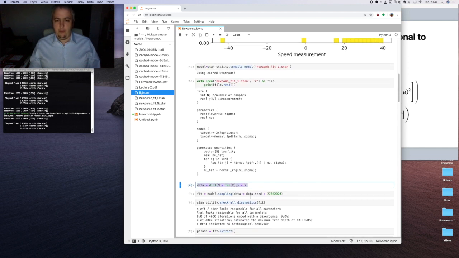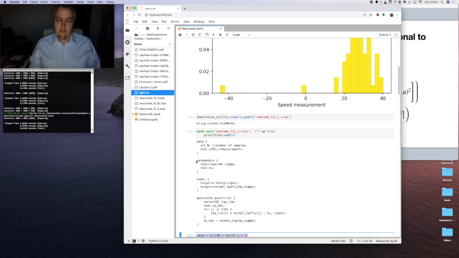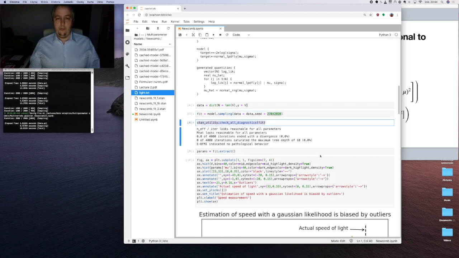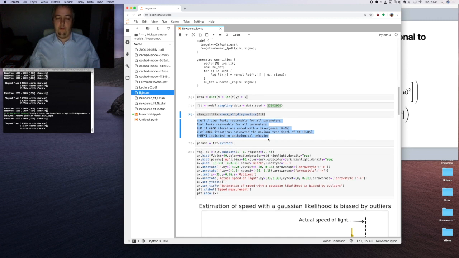In order to fit our model, our data will be n, so the number of samples, so the length of our data set, and our data set, because we have only one parameter. So we perform some fitting. Again, we call our model, which was compiled by Stan utility earlier. We provide the data. We provide it with a seed. Remember, providing a seed is very important. Doing computation, no problems happen, and we extract the parameters of our model with the function extract.